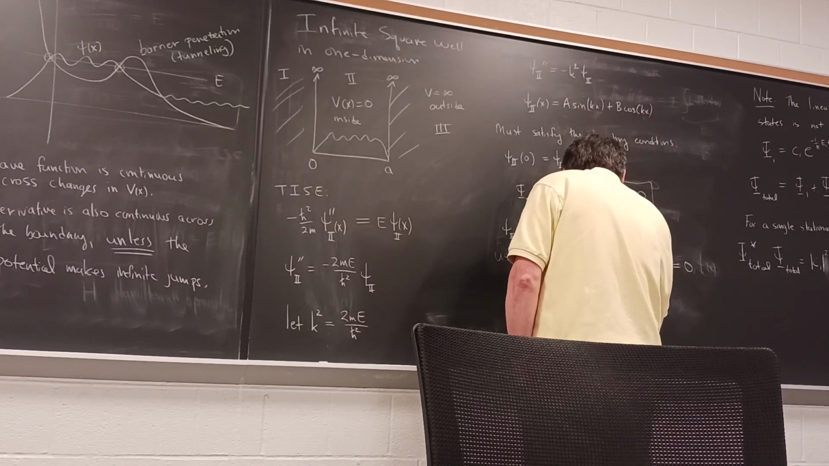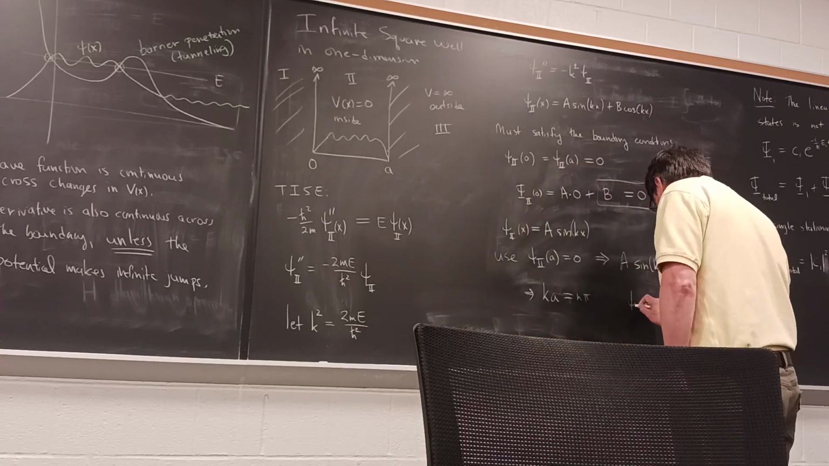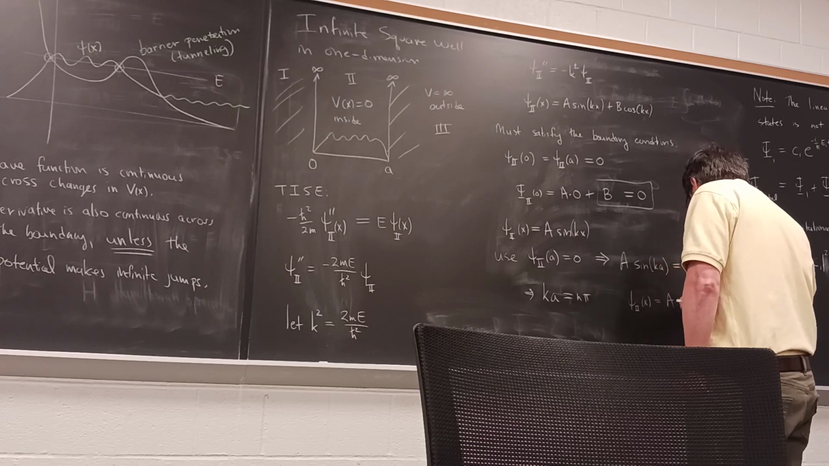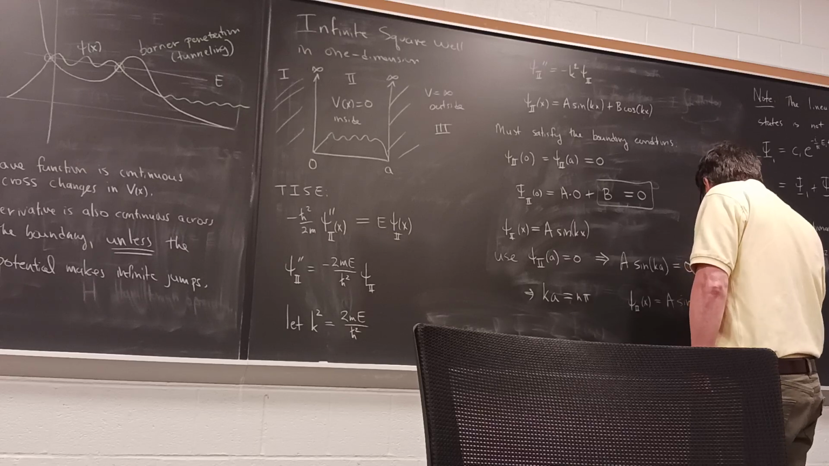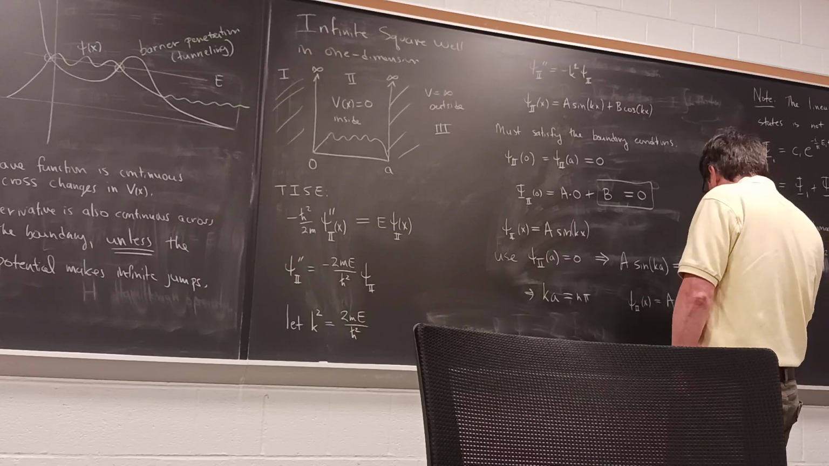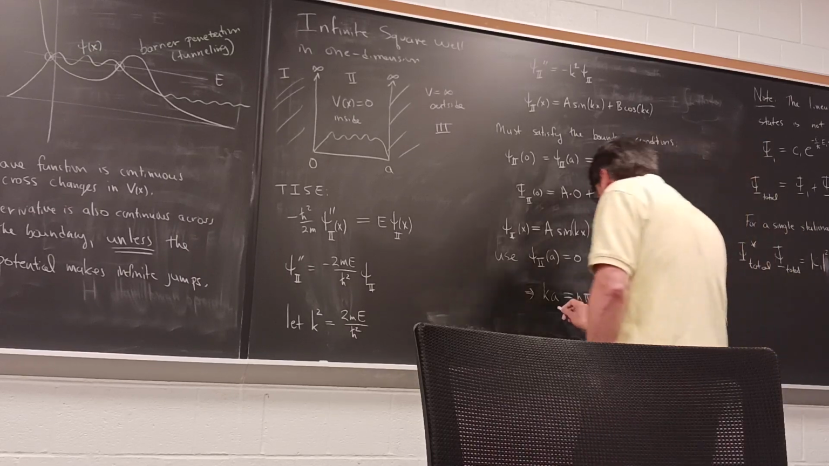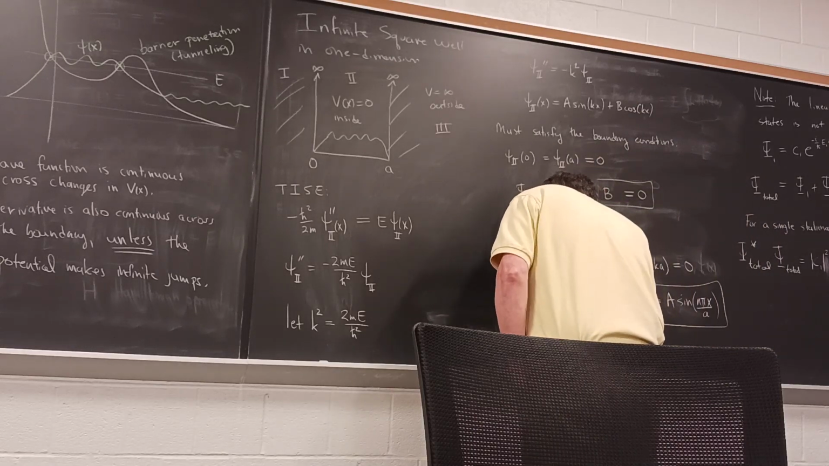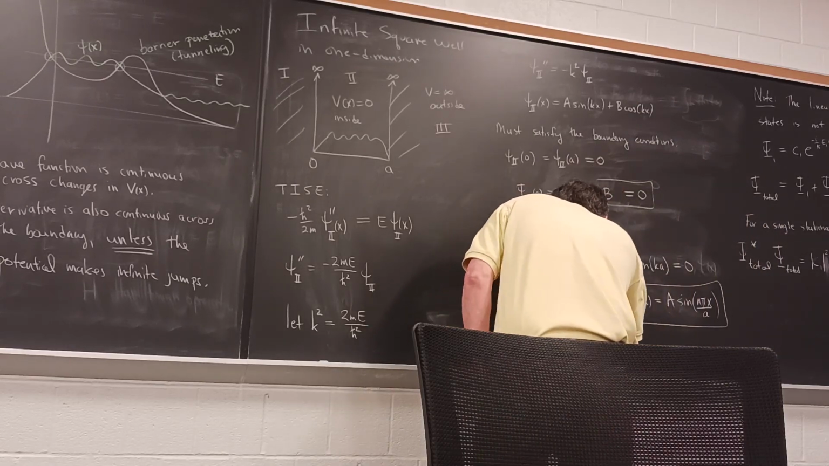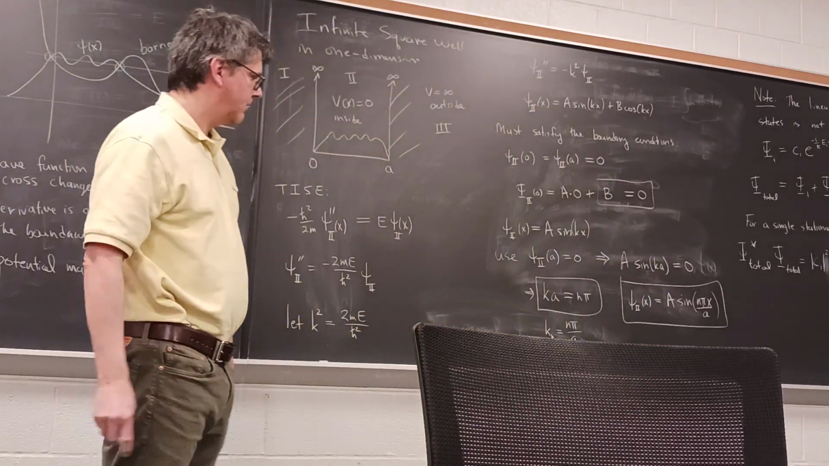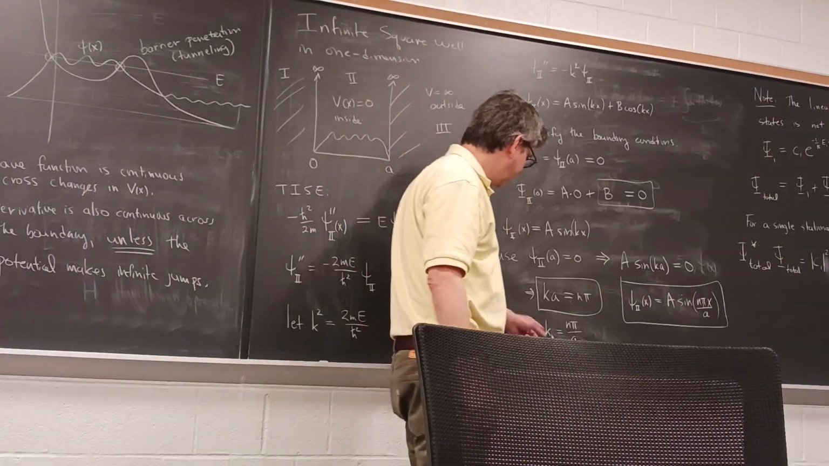has to be an integer multiple of pi, and so we have psi 2 of x is equal to A times sine n pi x over a. Okay, so this means that k, we can put a little subscript n on it, is equal to n pi over a.